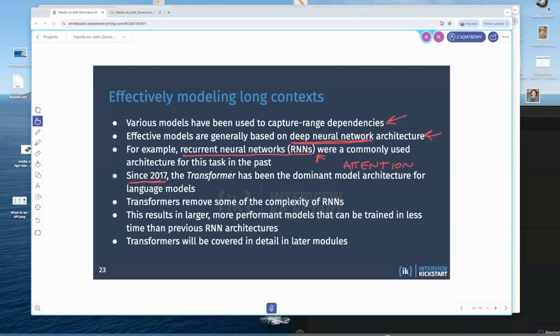And if you throw away all the things that make using recurrent neural networks difficult, you get models that are easier to train. You can train larger ones than you could with RNNs. And that was really the key breakthrough with large language models. That architecture, which does away with the recurrent components and just focuses on attention, is the model architecture called the transformer. And that's really been the dominant architecture used for language models since 2017.